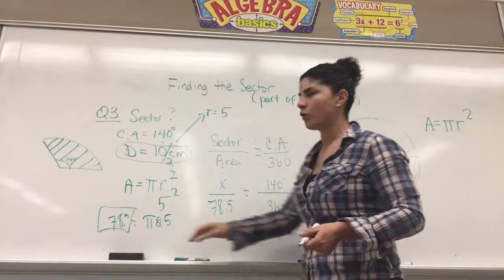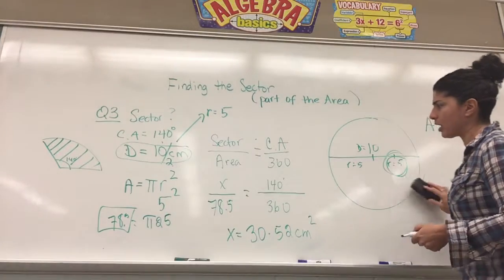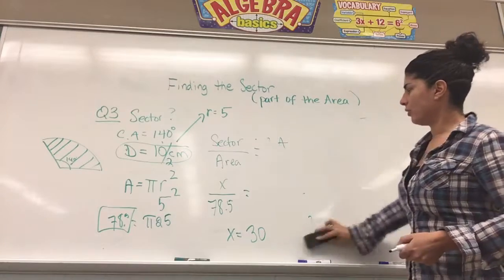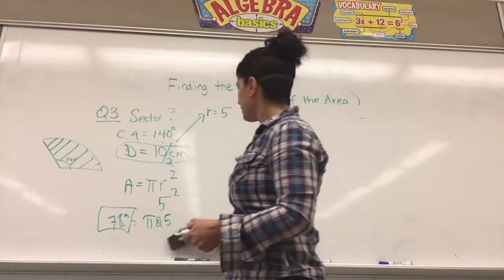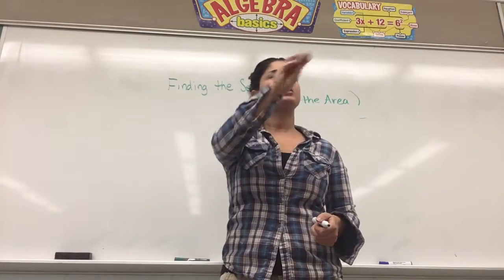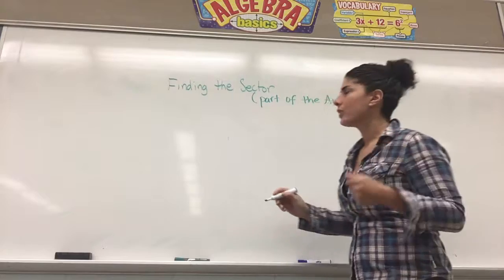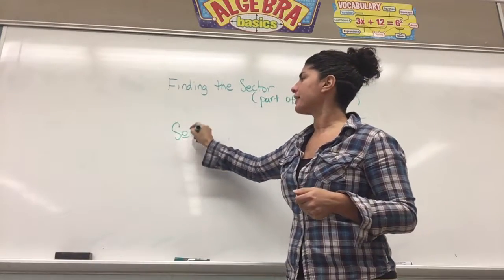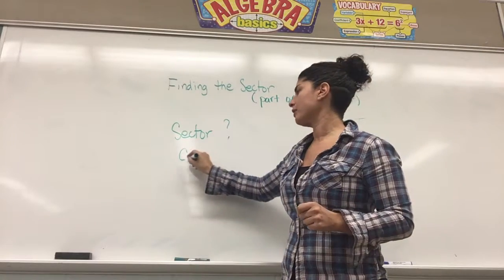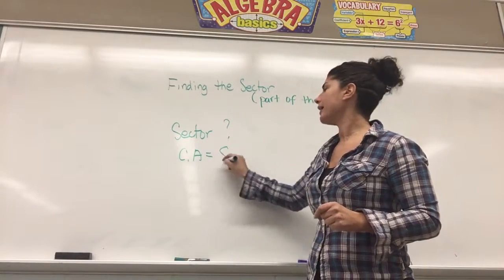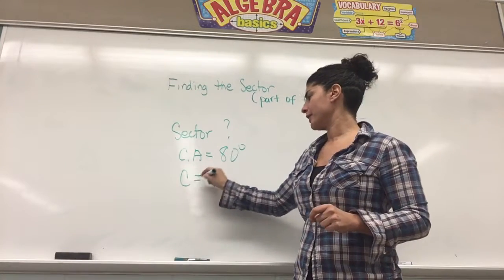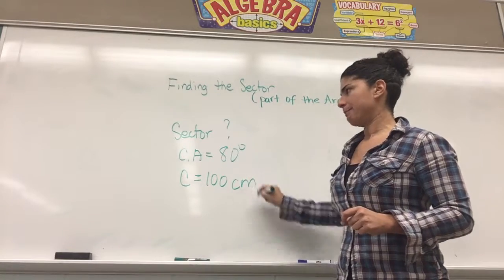If I gave you, so let's go on a bonus question. So basically everybody's got the gist of this part. Can you tell us what we were doing? Well, I could tell you, or I could leave you in suspense. So, we don't have to worry about this. Let's look. I'm looking for the sector. The information that I'm going to give you is the central angle of, let's say, 80 degrees. And the circumference is 100 centimeters.